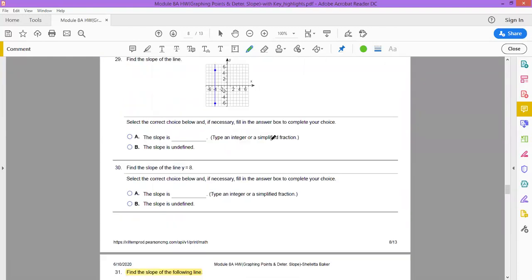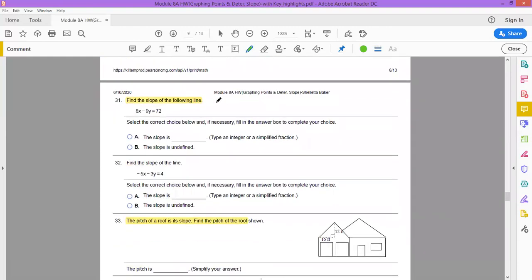Let's look at number 31. So we're asked to find the slope again, but notice this time our equation does not have y by itself on the left. If you don't have y by itself, you have to solve for y. So we're going to rewrite this equation and get y by itself. 8x minus 9y equals 72. First, we want to subtract 8x from both sides. It's positive. The opposite would be to subtract 8x from both sides of the equation.